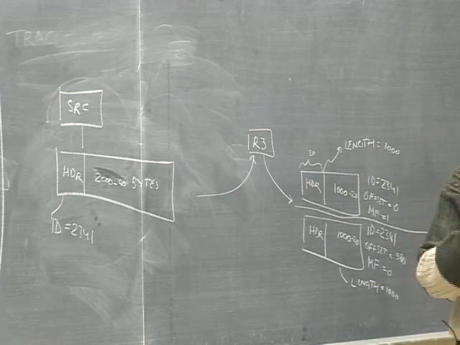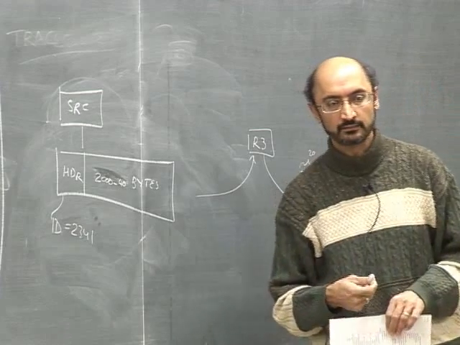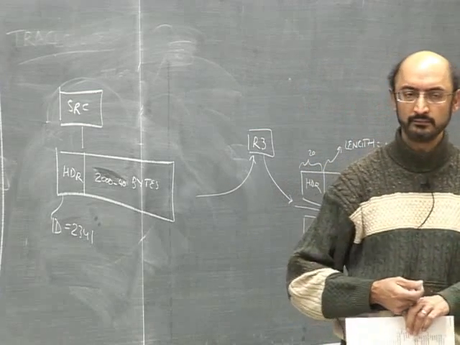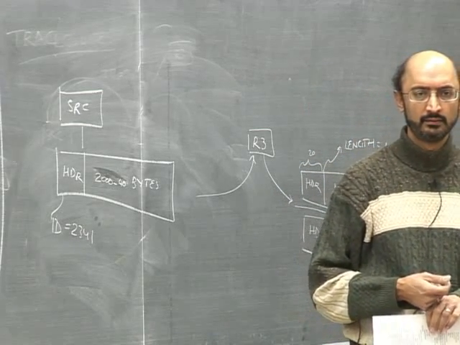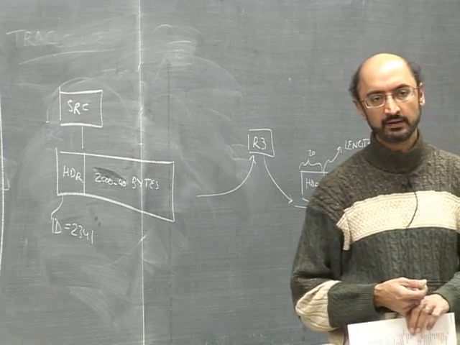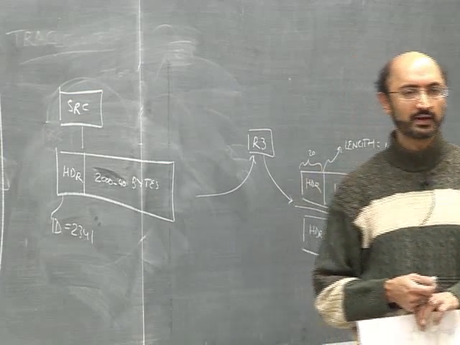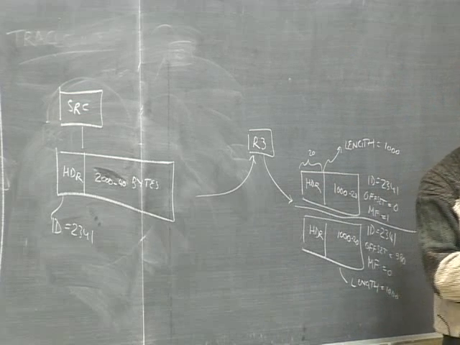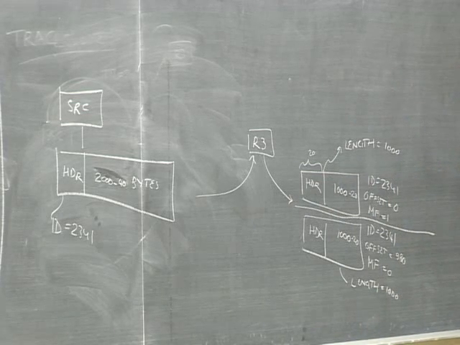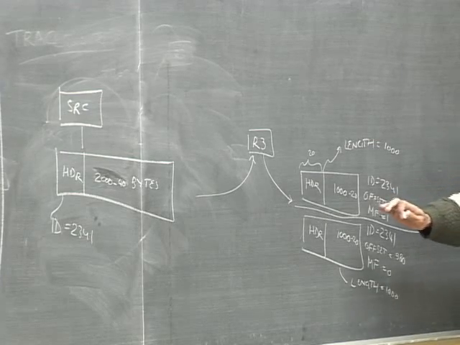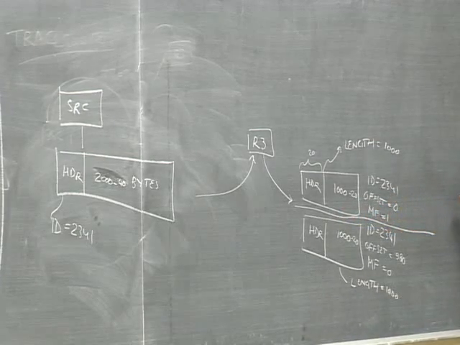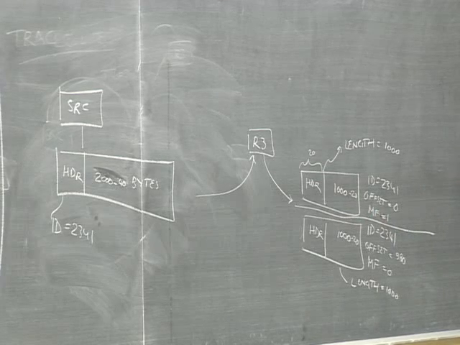For more than two fragments, everyone in between is going to have MF equals 1, right? Correct, except for the last one. The last one has MF equals 0 because there are no more fragments. The intermediate routers are going to chop it up like this, maybe many times, but they never reassemble until the destination at the end.